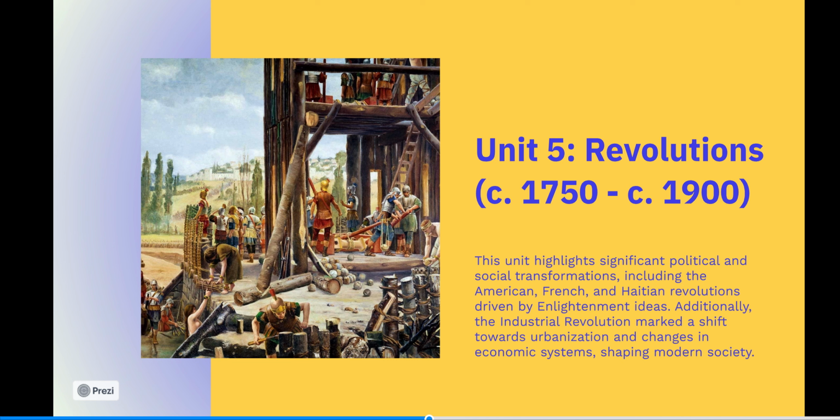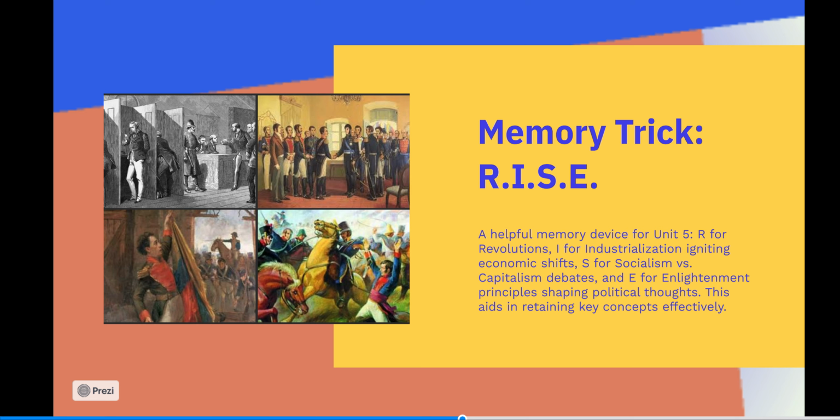You should also understand the effects of the Industrial Revolution, like urbanization and social changes, and that battle between capitalism and communism. Memory trick for this period, think of RISE, so R-I-S-E, RISE for revolutions, industrialism, that battle between socialism and capitalism, and finally the use of Enlightenment ideals.